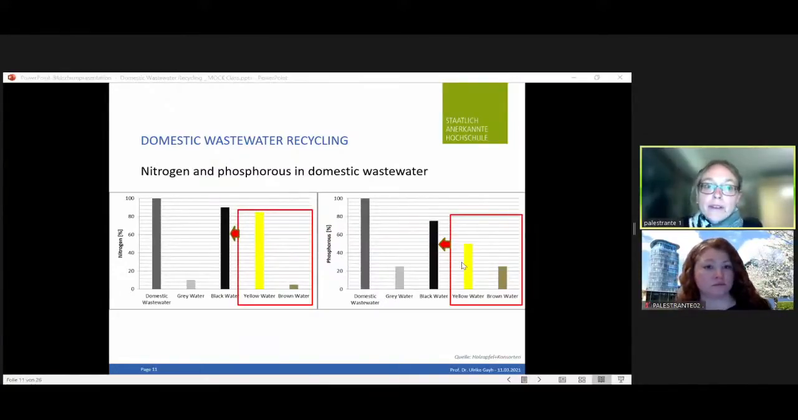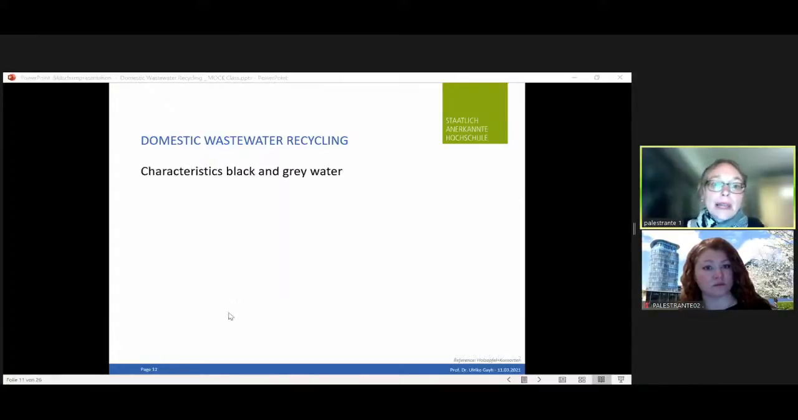As I said before, nitrogen and phosphorus can also be used as fertilizers. So one idea about this source separation in domestic wastewater recycling is also to recycle these nitrogen and phosphorus out of your black water to have it for certain other purposes later on, as for example, as fertilizer. So here that is mainly one of the big issues, that you have a quite clean gray water and a very polluted black water.